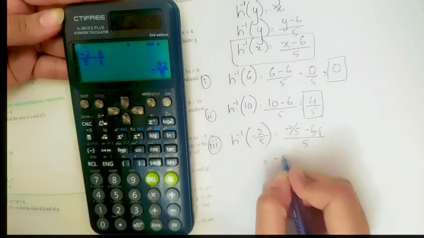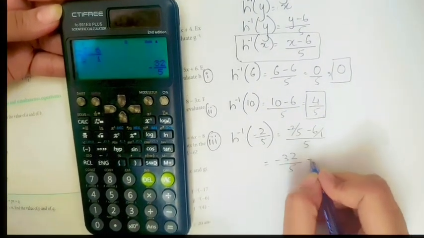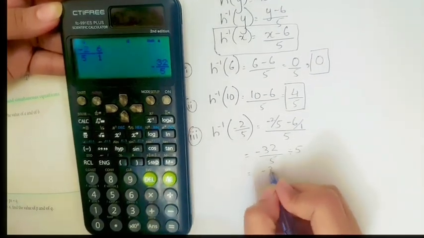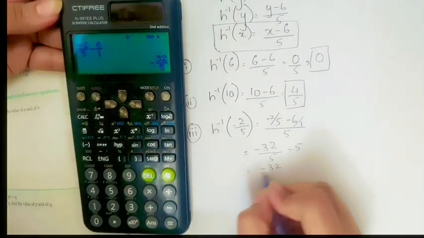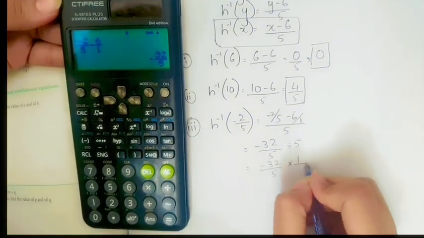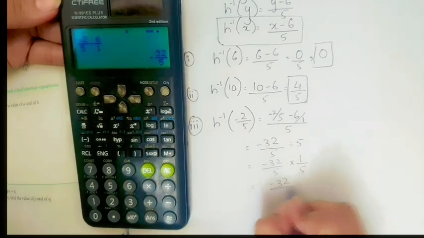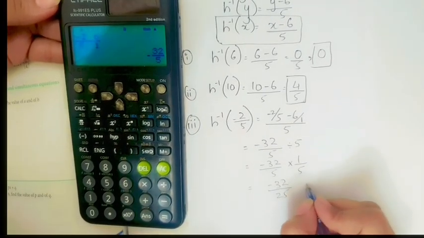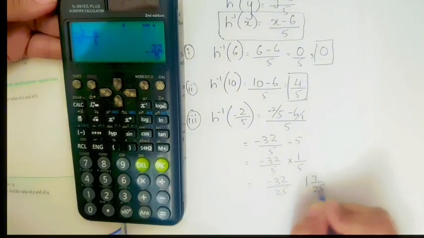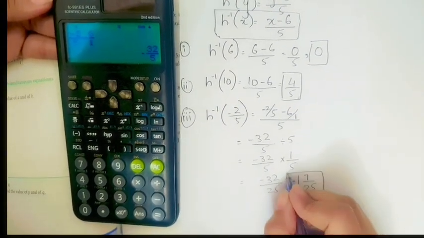and we can get minus 32 upon 5, and the 5 is dividing, so divided by 5, and we can do minus 32 upon 5. In place of divide I am writing multiply, so we take the reciprocal, it would be 1 upon 5, so it would be minus 32 upon 25, or we can write 1 whole 7 upon 25, and it would be in minus. So this is the answer of part 3.